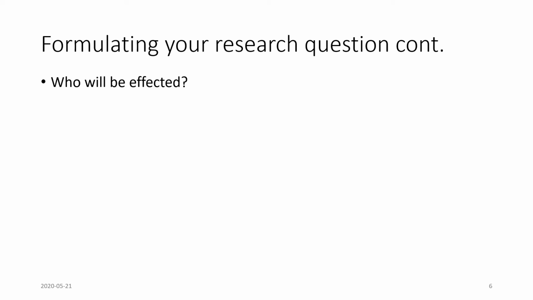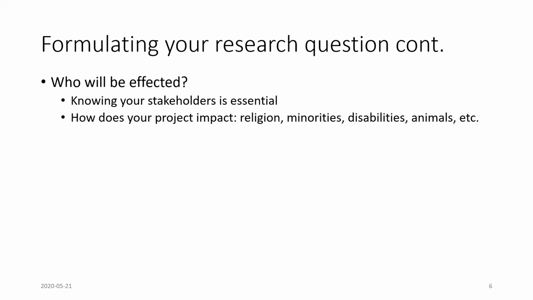But like I said before, we're thinking about who's going to be affected first. You must know your stakeholders. This is essential. You must know the people, the things, whatever is going to be impacted by what you're doing. So at the very beginning, when you're thinking about your research question, you are thinking about the end product, who is going to be affected. And this, of course, will impact things like religion, people in minority groups, people with disabilities, animals, the environment, all these different things that you need to be considering.